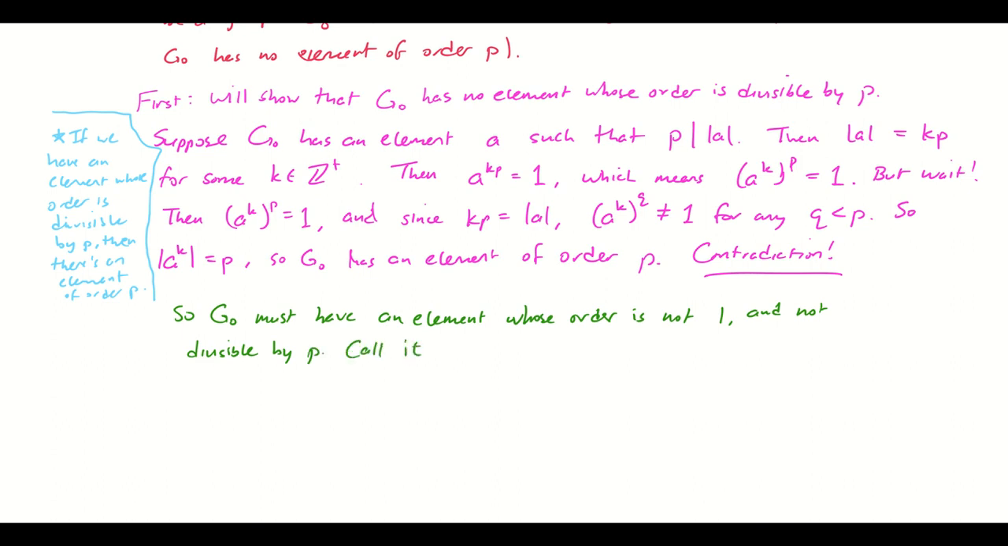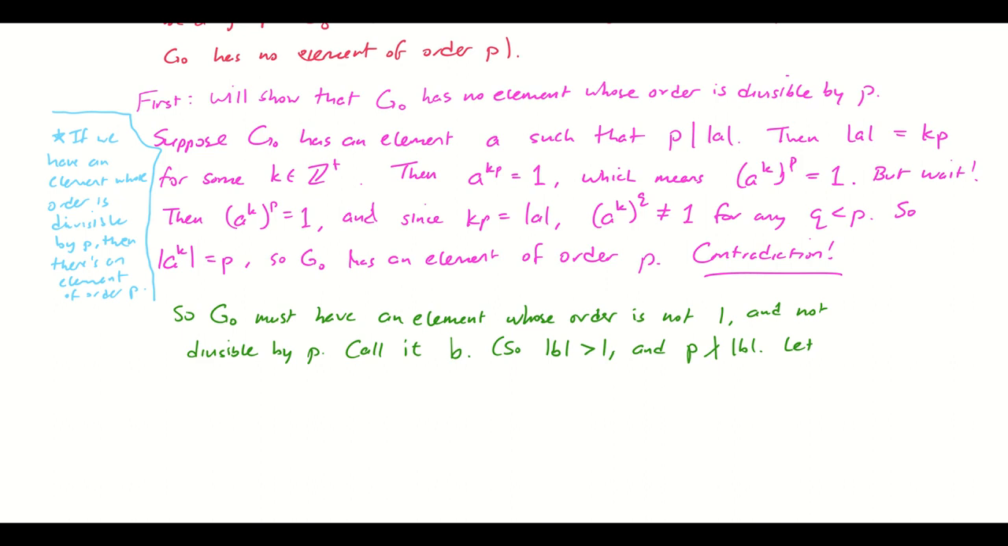So let's call it something else, something other than A. Let's call it B. So the order of B is greater than 1, and P doesn't divide the order of B. Now, just for later, I would like to have a name for the order of B.